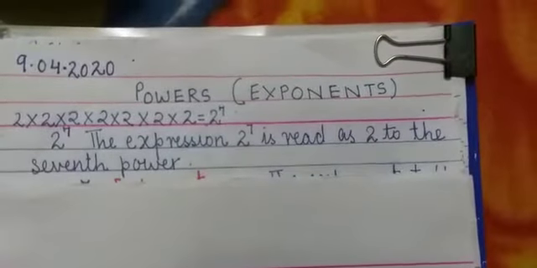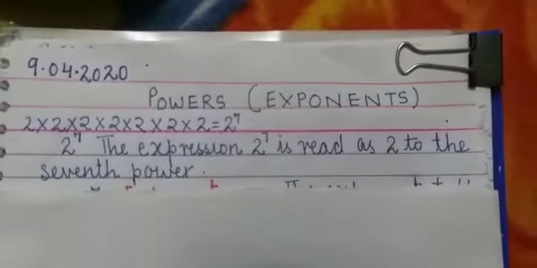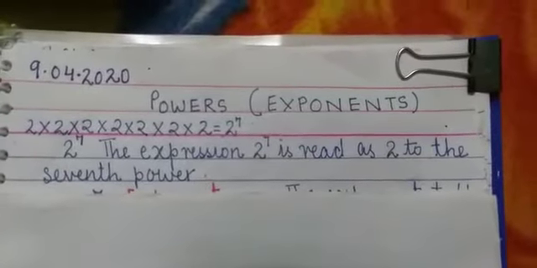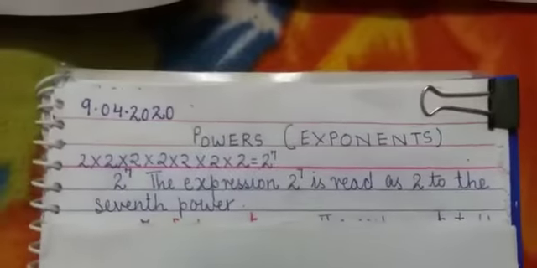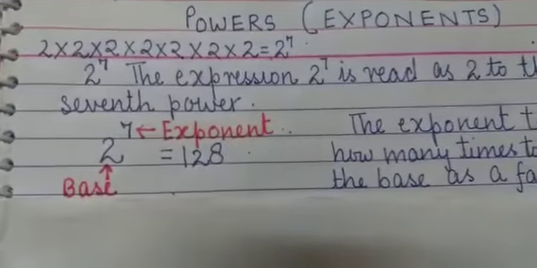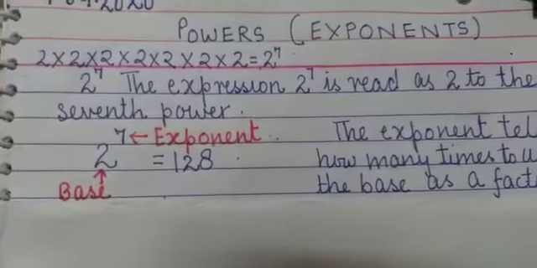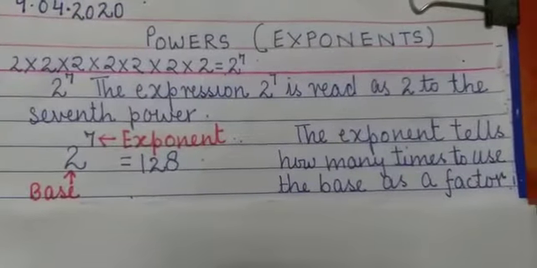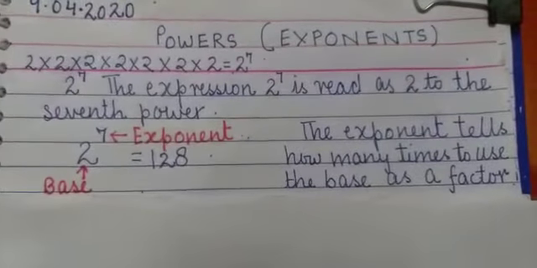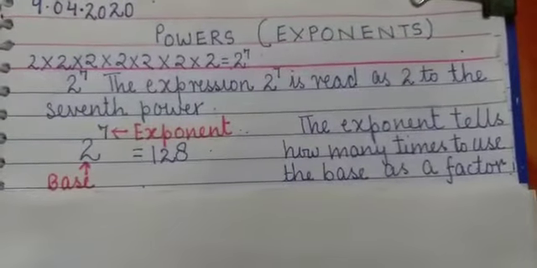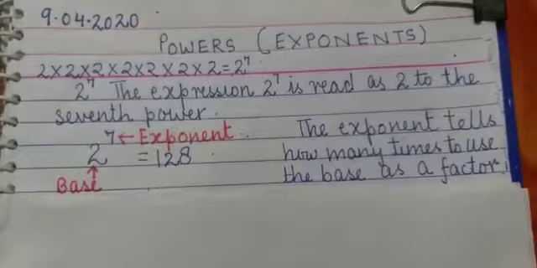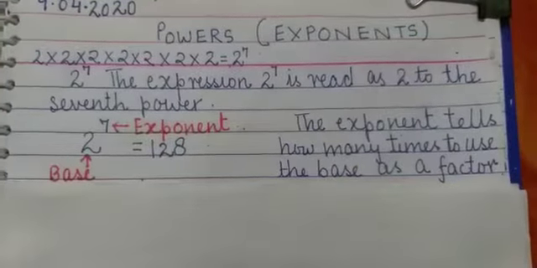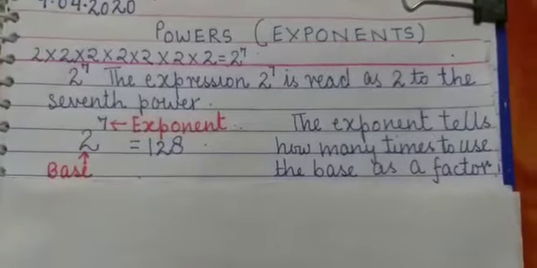So what is 2 here? 2 here is the base and 7 is the power. And what does the power mean? Power also means exponent. So in 2 to the power 7, 2 is the base and 7 is the exponent. And 2 to the power 7 comes to 128. How many times are we multiplying 2? 2 is multiplied, 2 into 2 into 2, 7 times. So you all know what exponents are, right?